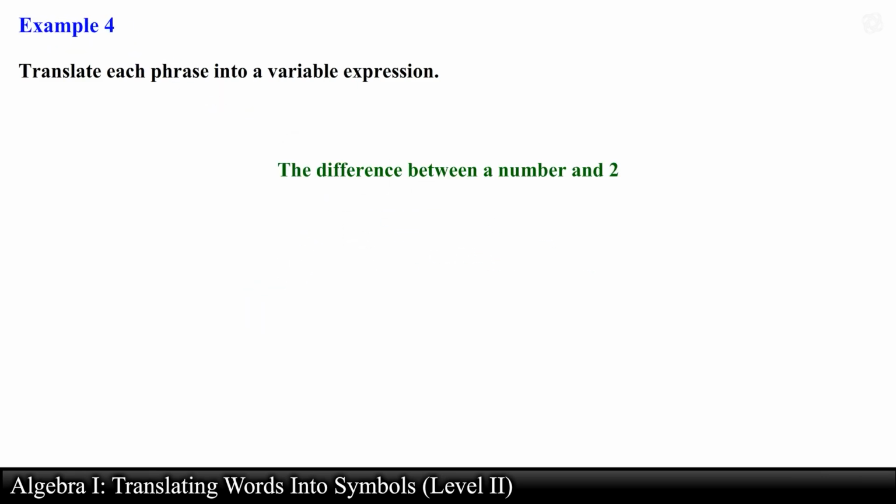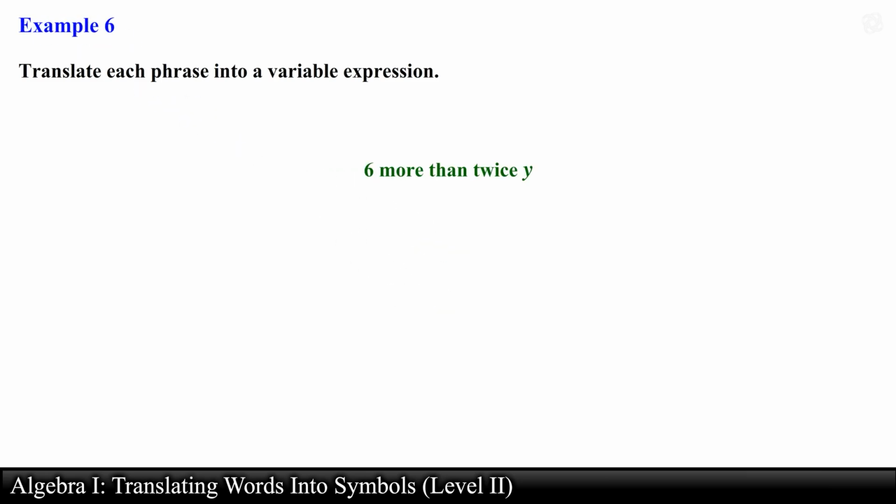Alright, let's try the next one. The difference between a number and 2. Once again, we have a subtraction because of the key word difference. So this phrase translates to n minus 2. Alright, let's go to the next phrase. The quotient of 15 and d. Here we have a division because of the key word quotient. This quotient involves the numbers 15 and the variable d. So the phrase translates to 15 divided by d, or 15 over d. Both answers are acceptable, but once again, we usually want the answer with the fraction bar.